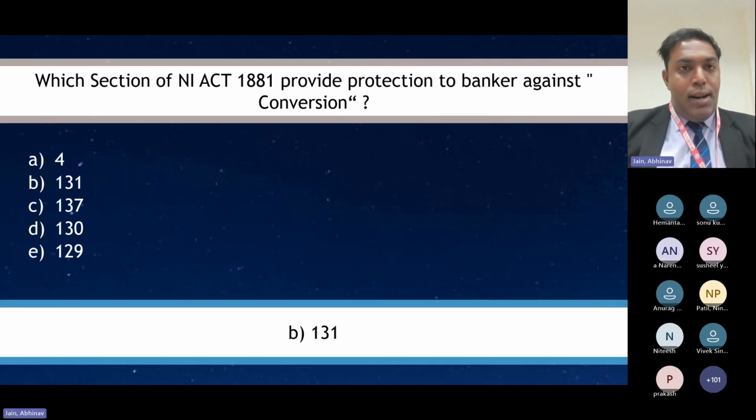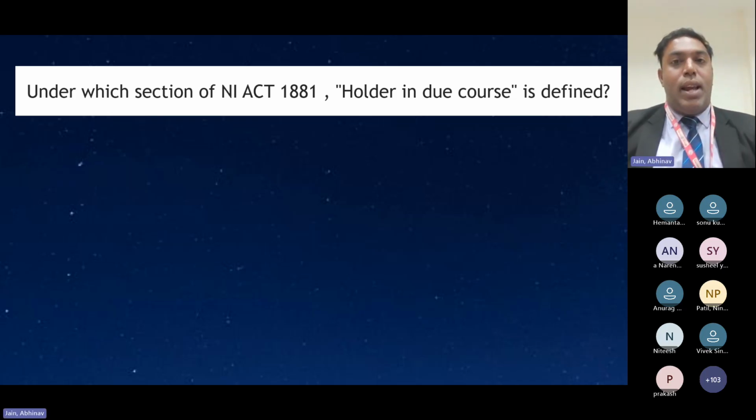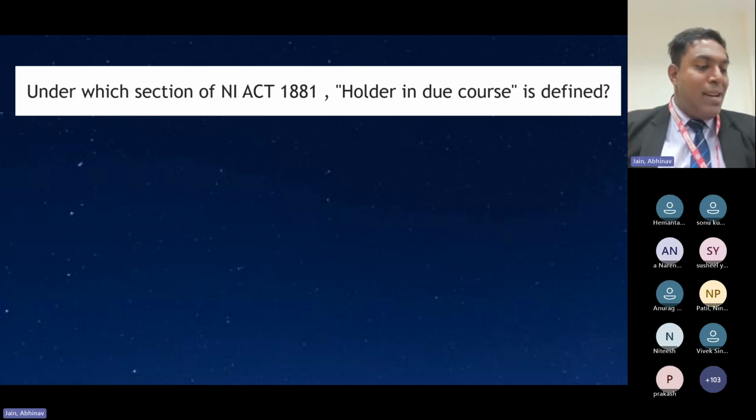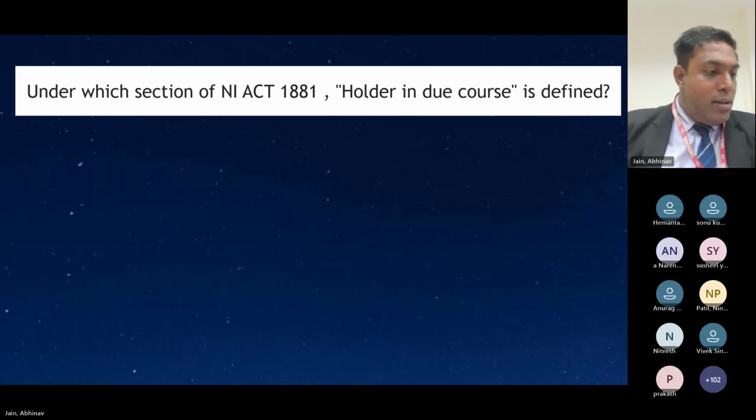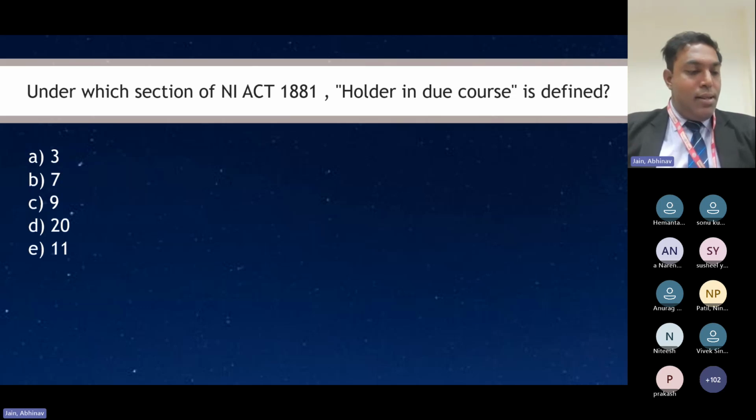Okay. Let us move to the third question. Under which section of the NI Act 1881 is holder in due course defined? I expect some more answers. Only 10-12 people are responding. I'll give you more time if you want. Please do respond. Take your time. Okay, I'm showing you the options. A option is section 3, B option is section 7, C option is section 9, D option is section 20, and E option is section 11. So under which section of the NI Act 1881 is holder in due course being defined?